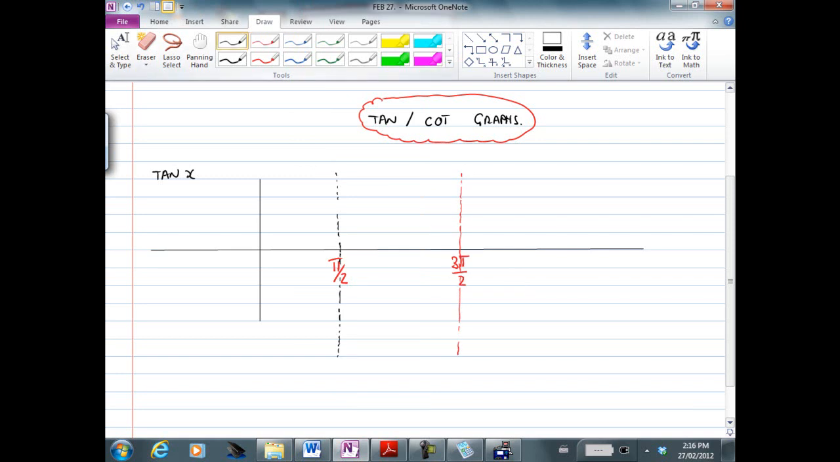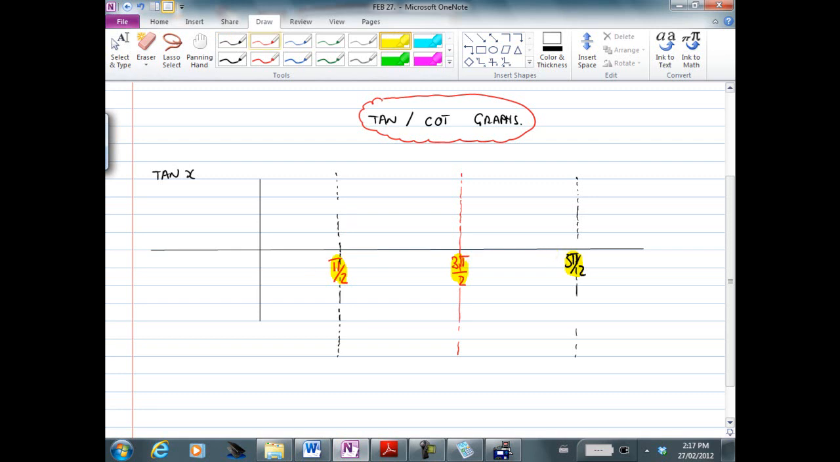Now, this tan graph keeps on going. It doesn't end. There's another one to the right of 3 pi by 2, which is 5 pi by 2. You can probably predict the next one after that, 7 pi by 2. So that's your asymptotes. These are the numbers you're going to memorize. Burn these numbers in your head. Pi by 2, 3 pi by 2, 5 pi by 2.